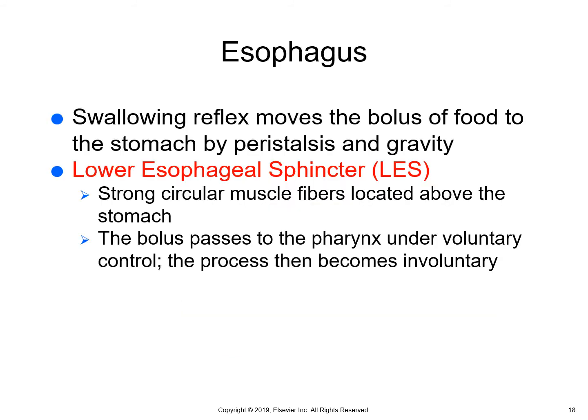The esophagus, there is a swallowing reflex within our esophagus that helps move the bolus of food. A bolus of food is just kind of a ball of food to the stomach by peristalsis and gravity. And then, like I said, there's that lower esophageal sphincter, which has some strong circular muscle fibers at the top of the stomach at the base of the esophagus. So the bolus passes to the pharynx under voluntary control, and then from that point the process becomes involuntary through peristalsis and gravity.